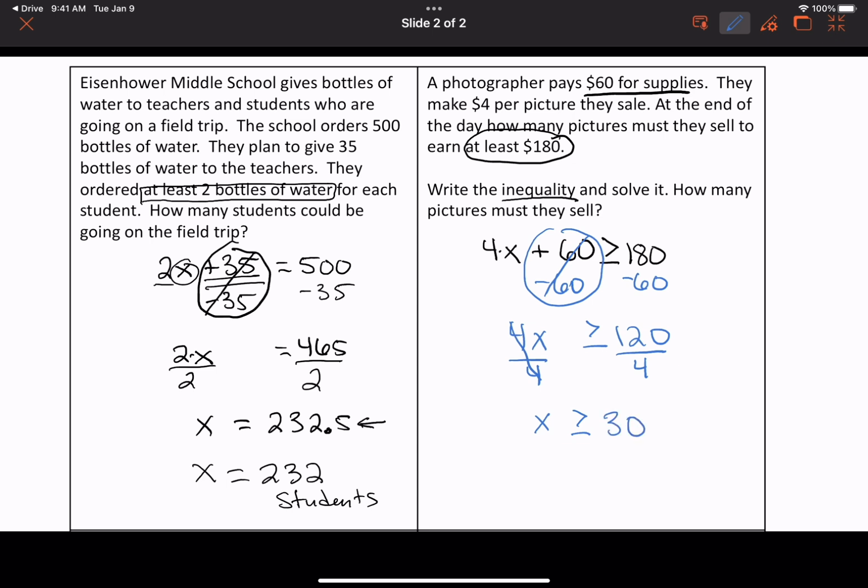So, how many pictures must we sell? We have to sell a minimum of 30 pictures to make our $180 goal, but I can sell more if I want to make more money. But our goal is going to be a minimum of 30 pictures.